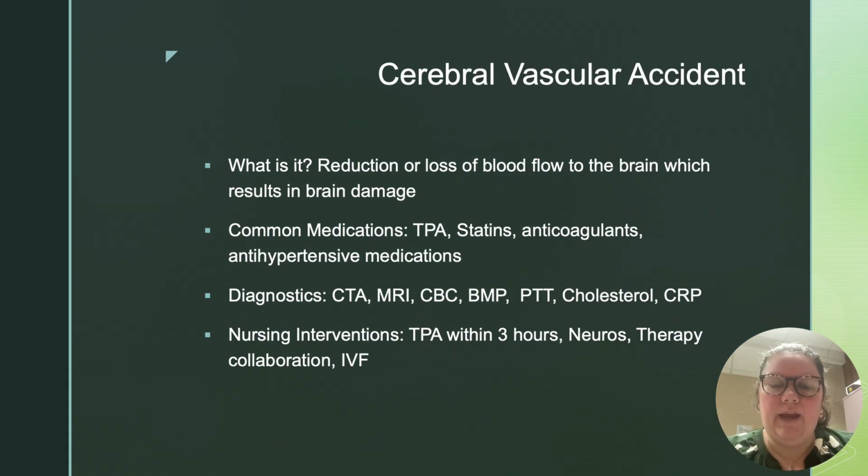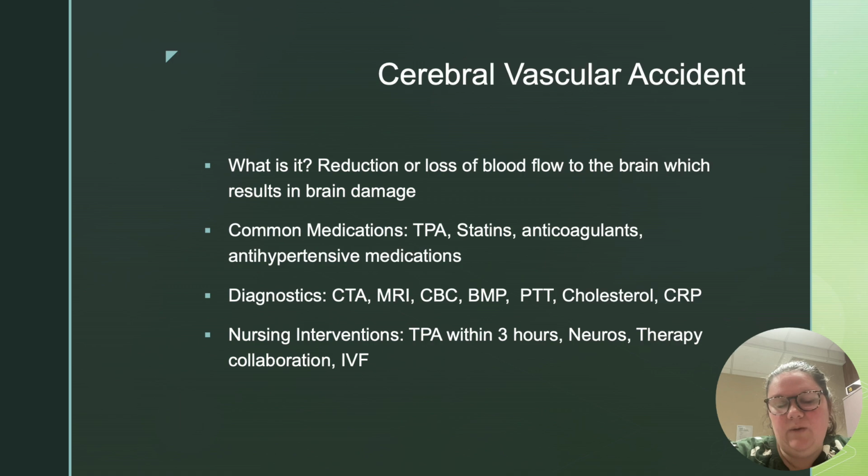CVA, also known as stroke, it's a reduction or loss of blood flow to the brain, results then in brain damage. This can present as weakness, visual changes, sudden onset of slurred speech. Some of the risk factors would be hypertension, coronary artery disease. So we can give the patient common medications, TPA, so it's a clot buster. That's only if it's a thrombolytic stroke. If it is a hemorrhagic stroke where they are having like a brain bleed, then they cannot have TPA.